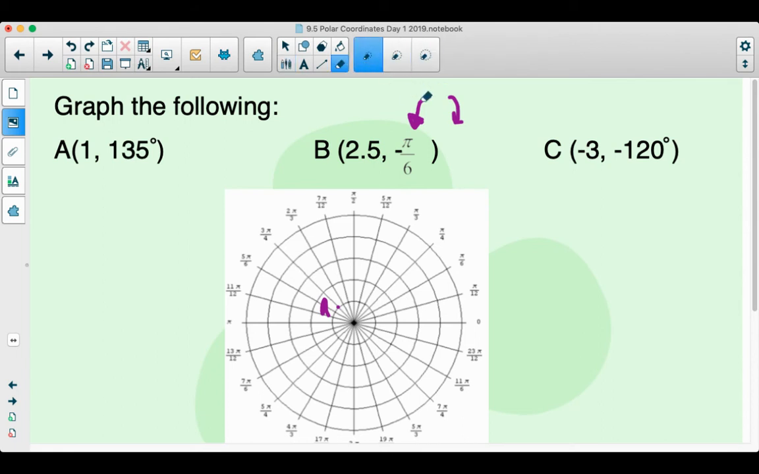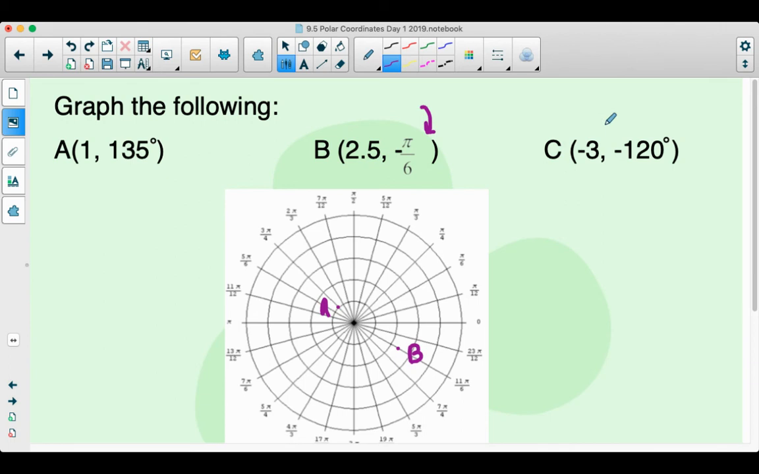So let me just take this one off. So we're going clockwise because we're starting at looking at the angle of negative pi 6. So we need to go 1 pi 6 down. And we are looking for 2.5 out. So 1, 2, that looks to be about 2.5. So we're going to label that B.